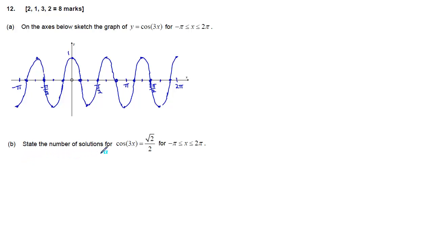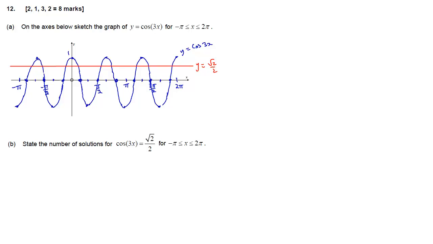We now want to state the number of solutions for cos 3x is equal to root 2 over 2 for x between negative pi and 2 pi. So we already have the graph of cos 3x. Let's draw on y equals root 2 over 2. So we could put that around here. So this one is y equals root 2 over 2. We should have labelled the cosine. So y equals cos 3x.